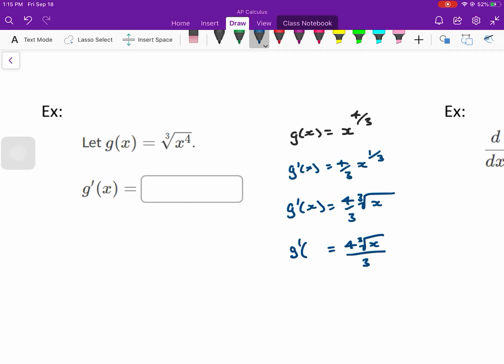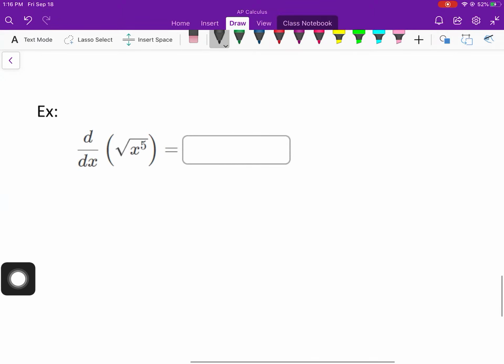I think the hardest part that students have is usually just seeing the different forms of the same thing. But like I said, I did it in different colors to make sure you're clear. This was just rewriting the original function. Our original function was cube root of x to the 4th. We just rewrote it here. Then in blue here, I did the derivative. That's when I put the prime.